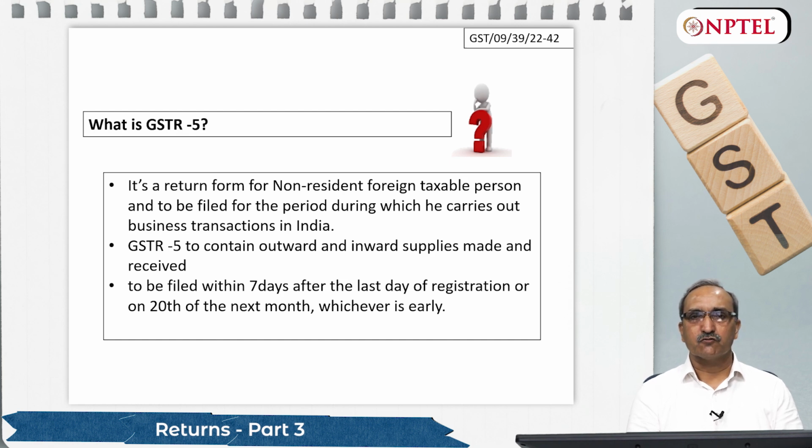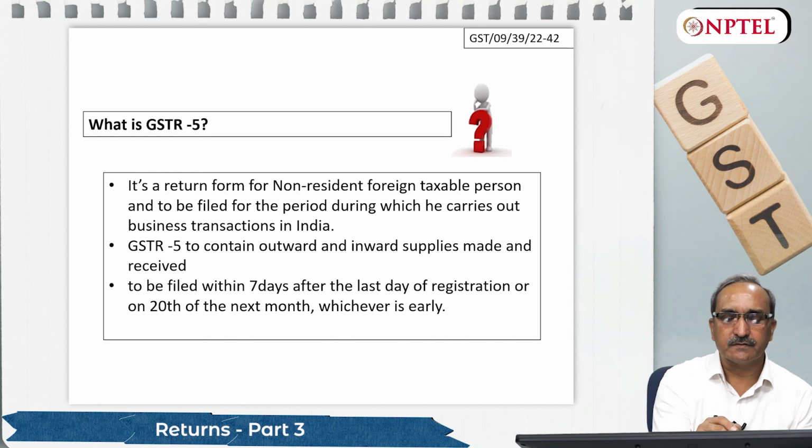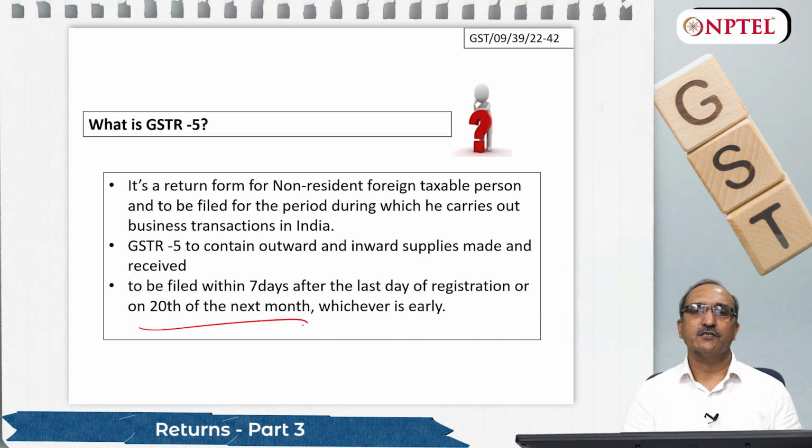And the person authorized by this fellow who is sitting in China or America or UK, through his authorized representative in India, they will file their monthly returns and pay taxes to the government. So there is a set format there, GSTR 5, asking for various types of information in that return, and you are supposed to file this return by 20th of next month.